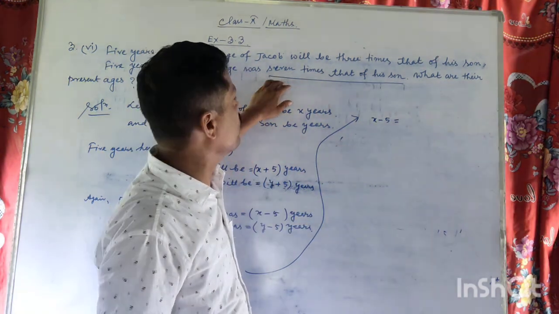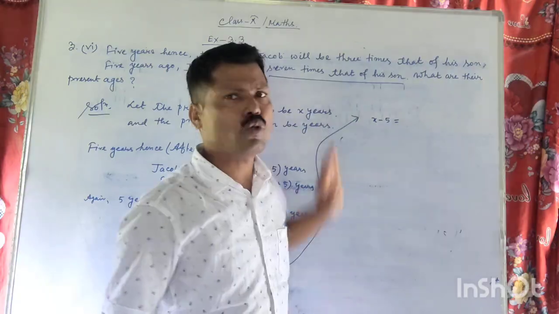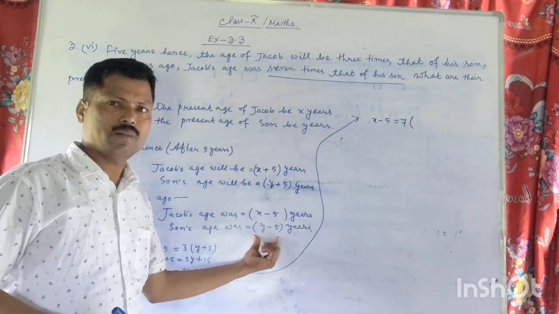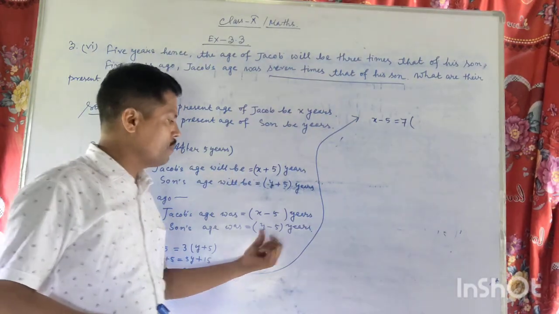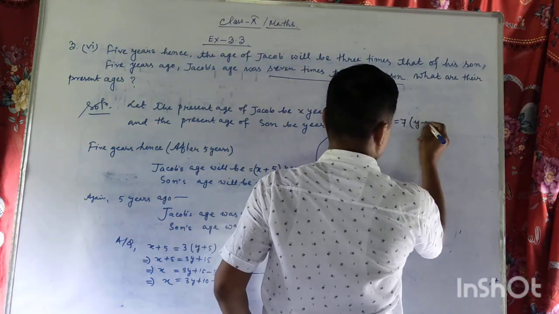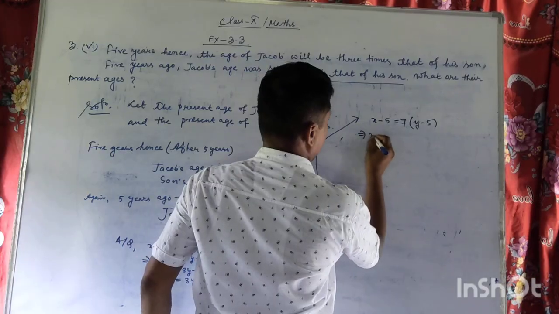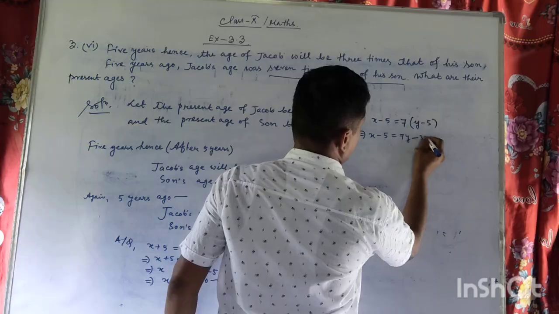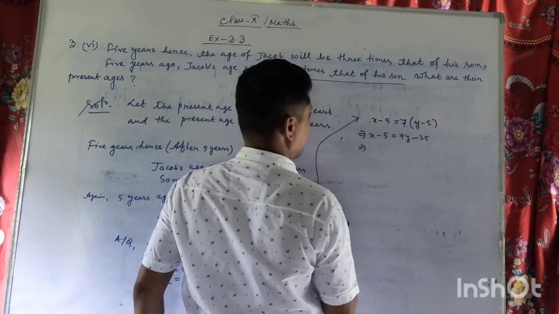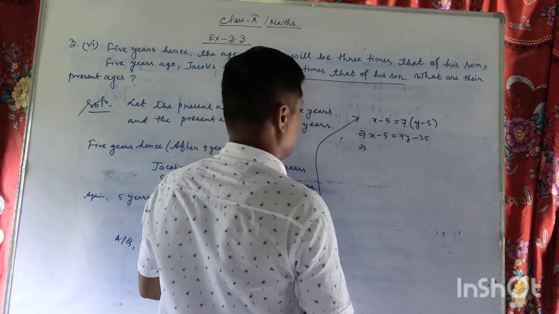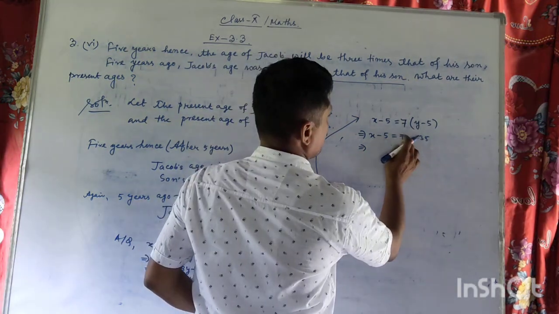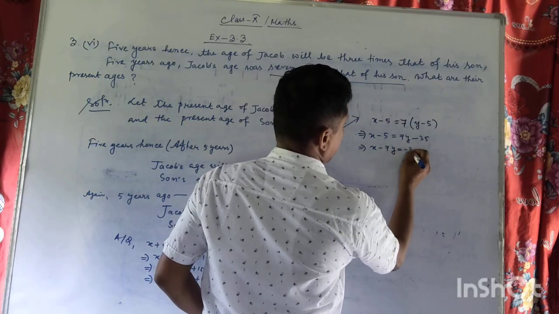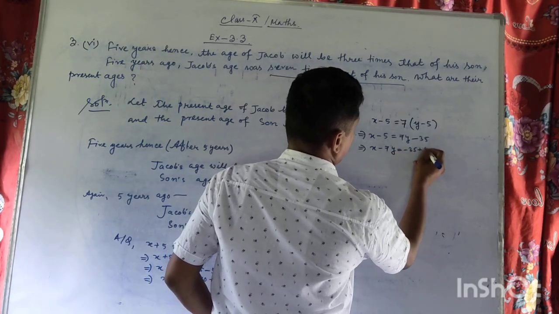After that is equal to what we have to write? 7 times that of his son. So 7 into son's age before 5 years, y minus 5. So x minus 5 is equal to 7 into y minus 5, that is 7y minus 35. So we can put x minus 7y is equal to minus 35, plus 5 will be there.